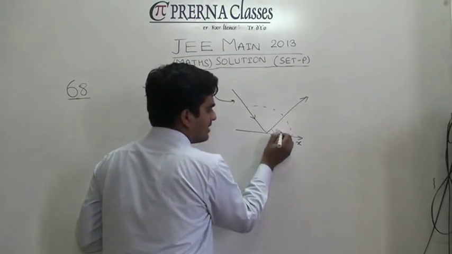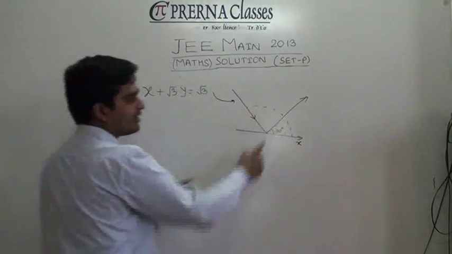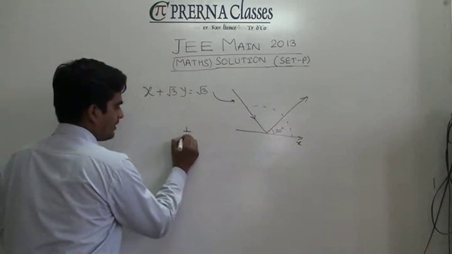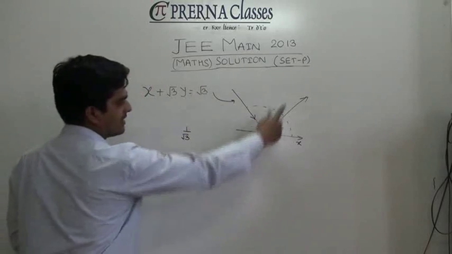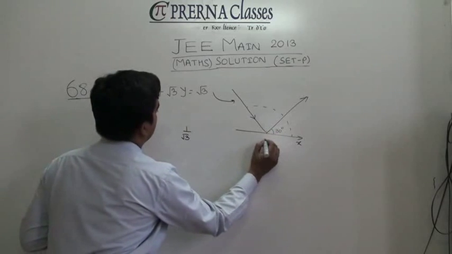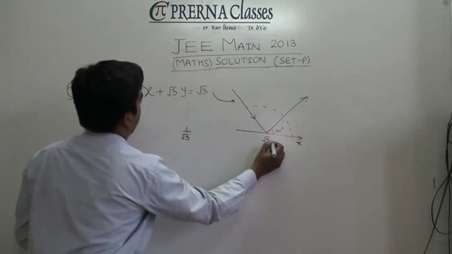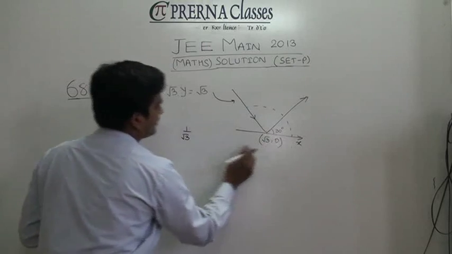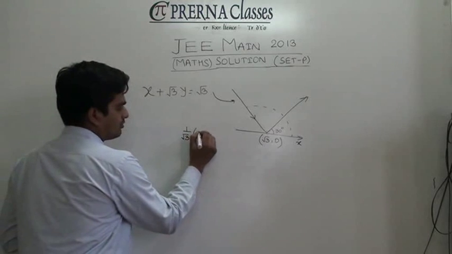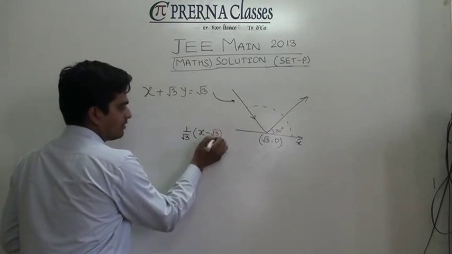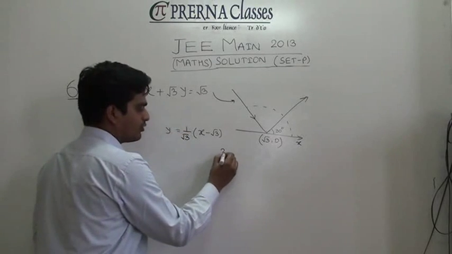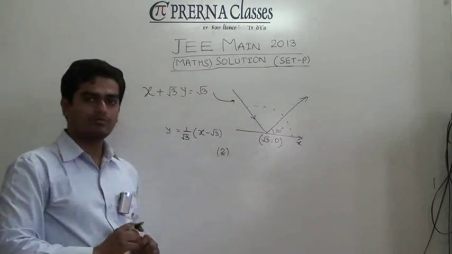If this particular angle is 30 degree, you can clearly say then the slope of that reflected ray is going to be 1 by root 3. And that line, that reflected line, has to pass through this point, which is nothing else but root 3 comma 0 as it is given. So you can clearly write down that equation of reflected ray as this, which is simplifying to the second option given in that problem.